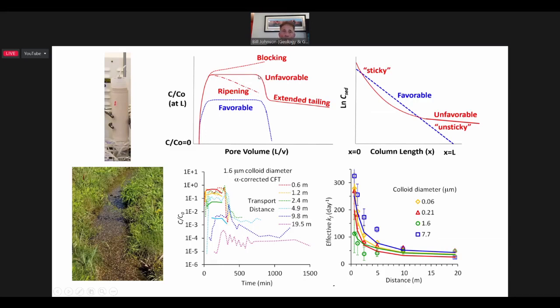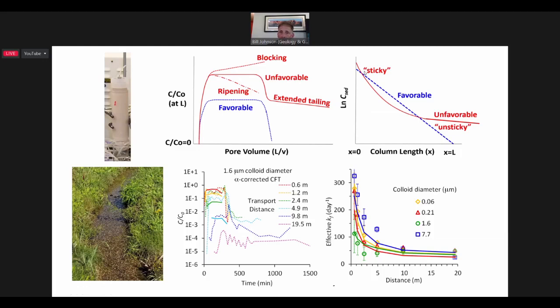But in all cases, once you stop injecting, instead of the concentration decreasing to zero, you get what's called extended tailing. There's slow re-entrainment of colloids back into the bulk fluid that keep showing up in the breakthrough curve. And so there's more action happening relative to favorable conditions.